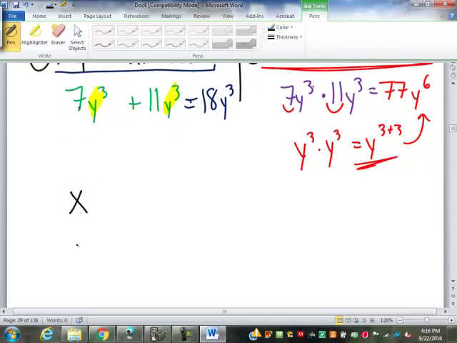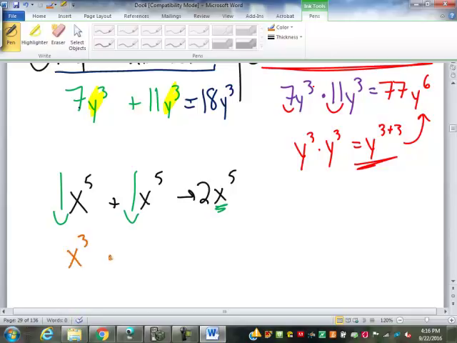So, to review, x to the fifth plus x to the fifth is going to give us 2x to the fifth. We've got to think of it as 1 and 1, so we're going to get 2. You still have to combine the counts, but the name is going to stay the same. X to the third times x to the third: you're going to combine the counts, but 1 times 1 is still 1. Then you combine the names. X to the third times x to the third. We add the powers when we're multiplying to give us x to the sixth.